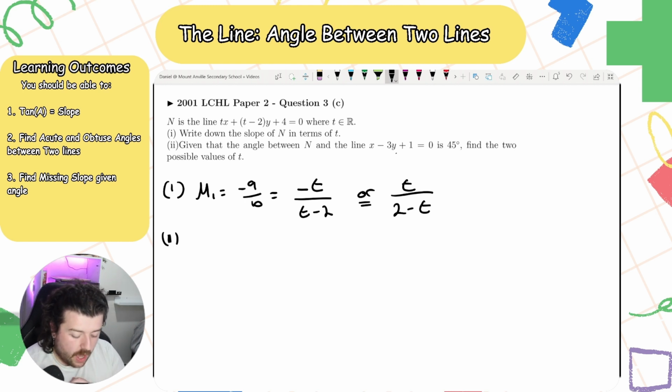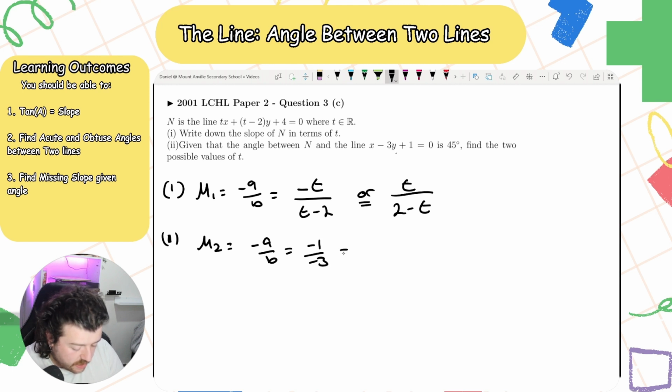Step 2. Given that the angle between n and the line x minus 3y plus 1 is 45 degrees, find two possible values of t. So I have my first slope here, m1, which is minus t over t minus 2. And then my second slope is going to be minus a over b, which is minus 1 over minus 3, which is 1/3. So my second slope is 1/3.